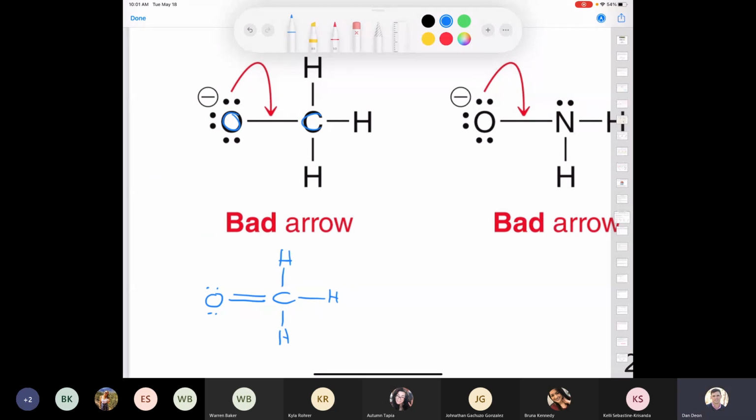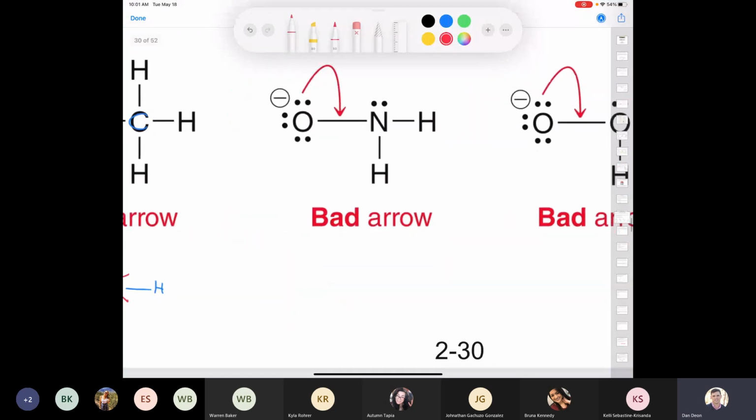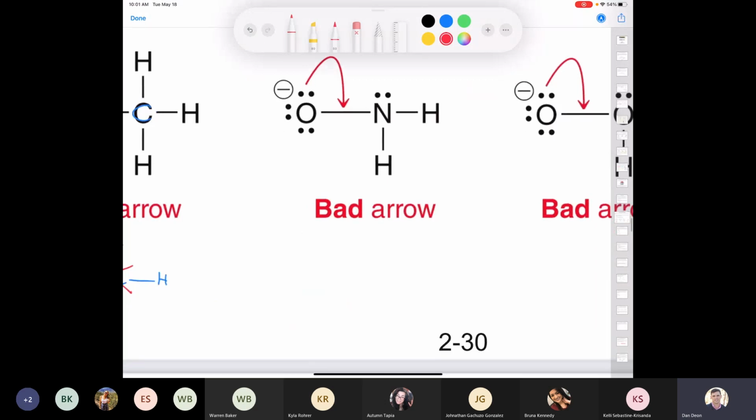Hold on, I'm trying to see. Yes, thanks, Kyla. Absolutely. The old Texas carbon here. Bad arrow, right? Really, really bad. Never draw that. I mean, you get the same thing here. You'd end up with a nitrogen that has 4 bonds and a lone pair. It would be surrounded by 10 electrons.